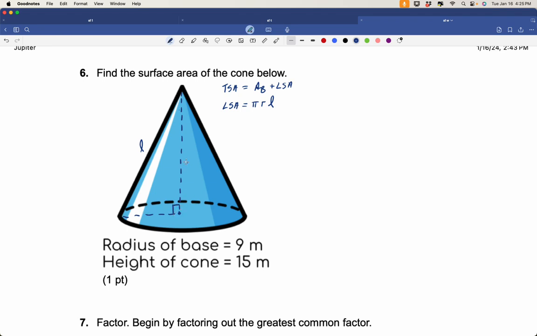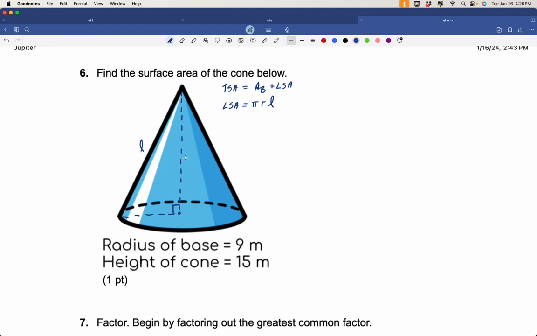So this is 9 meters. I'm sorry, wrong one. Excuse me, that caught me off guard. And I had another one. Goodness, excuse me. So I'm sorry, I got that backwards.